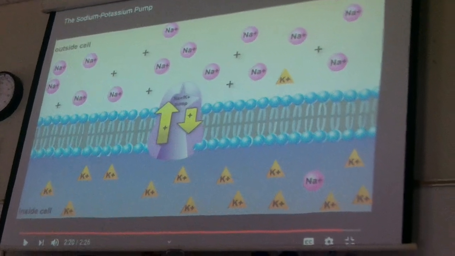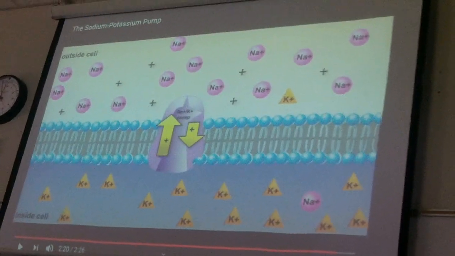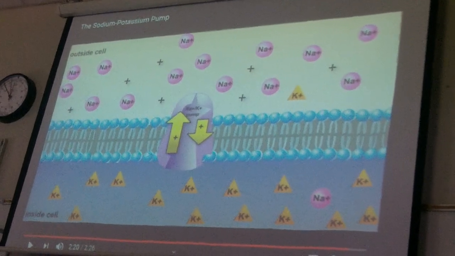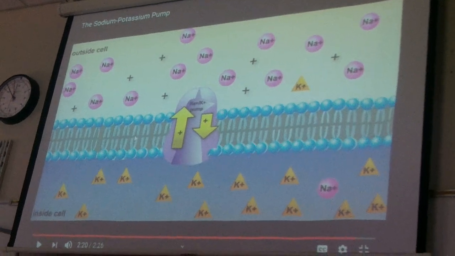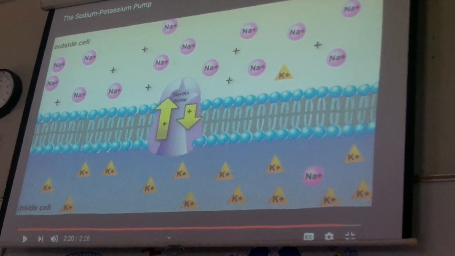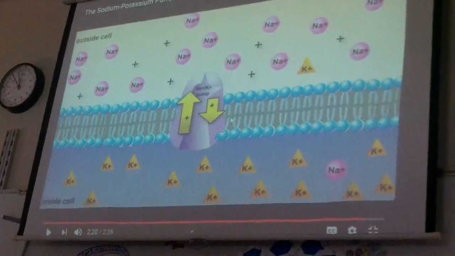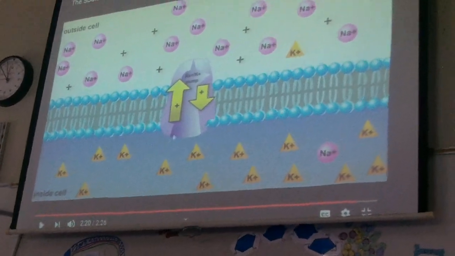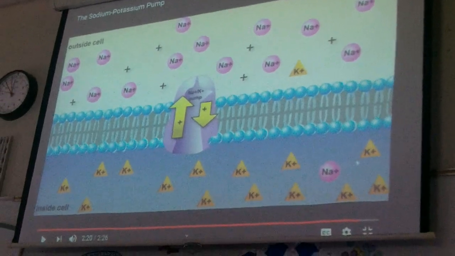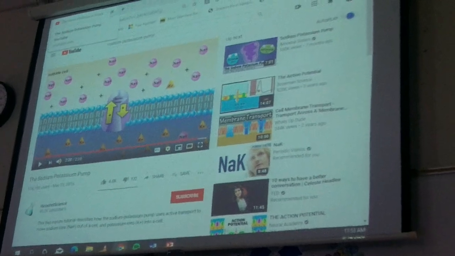See, if you pump 3 positives out, but only 2 positives in, it's going to be more positive on one side than the other. And that charge, that electrical difference, is what we call our electrical gradient. It's actually called an electrochemical gradient because it uses ions to carry the electric charge. And so it's nice to have kind of a charged area on the outside that can help move things along. Heck yeah. Charged area on the outside and charged area on the inside.